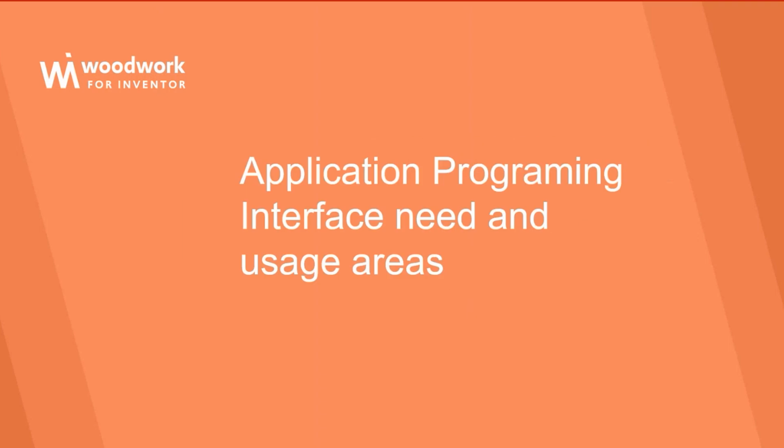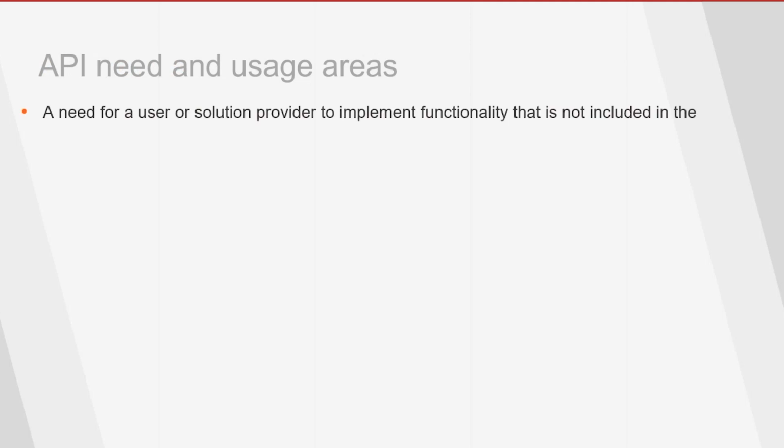Application programming interface need and usage areas. What is an API? The abbreviation API sounds like application programming interface. From my point of view, the API of any system is a tool with the help of which it is possible to create system functionality that is not foreseen by its developers, or that functionality is a very local and specific need of a specific user.